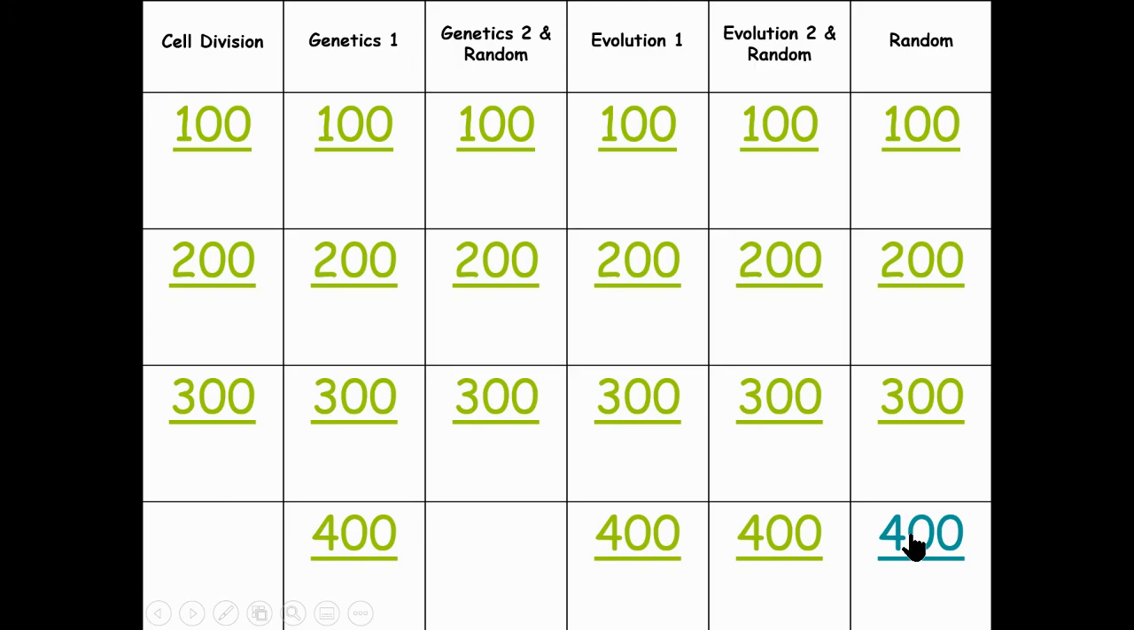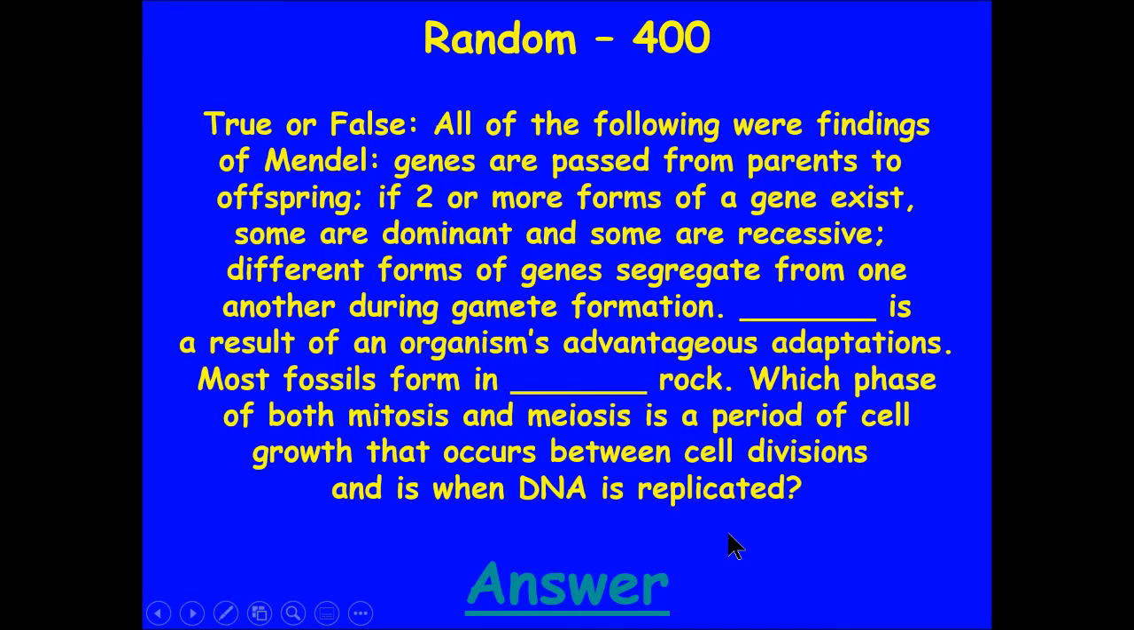Last questions. True or false? All of the following were findings of Mendel. Genes are passed from parents to offspring if 2 or more forms of a gene exist. Some are dominant and some are recessive. Different forms of genes segregate from one another during gamete formation. True or false? Blank is a result of an organism's advantageous adaptations.